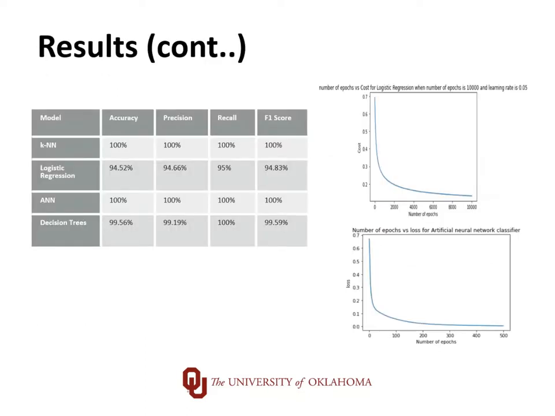After calculating confusion matrices for all the models developed, accuracy and other metrics were calculated accordingly. It was found that KNN with 5 nearest neighbors and artificial neural networks had 100% accuracy, whereas decision trees stood second with 99.56% accuracy, and logistic regression stood third with 94.52% accuracy. All the other metrics have been tabulated in this slide.